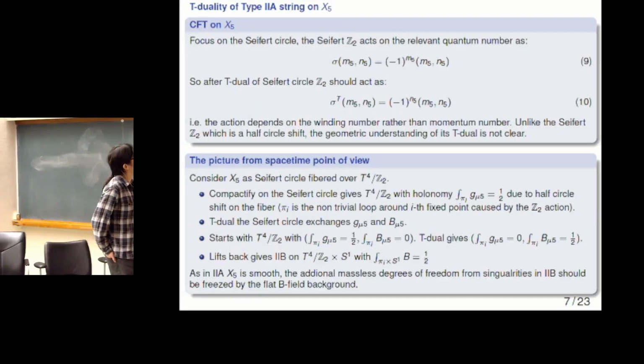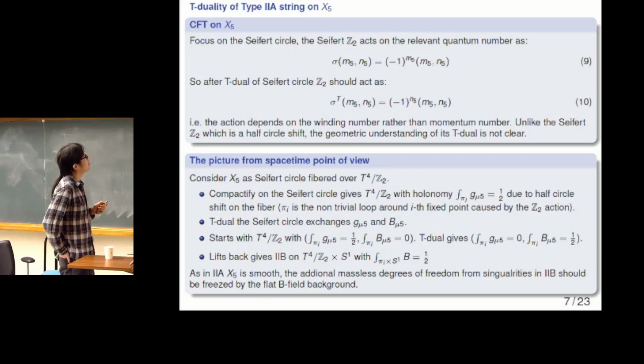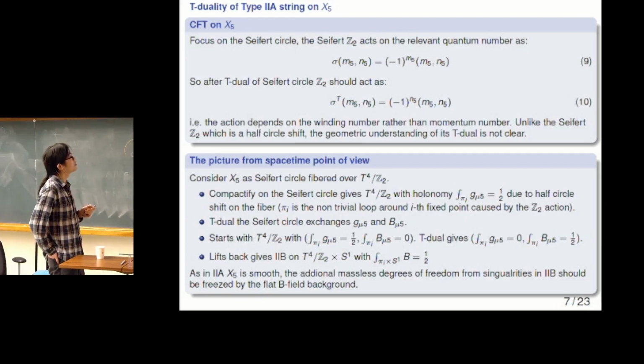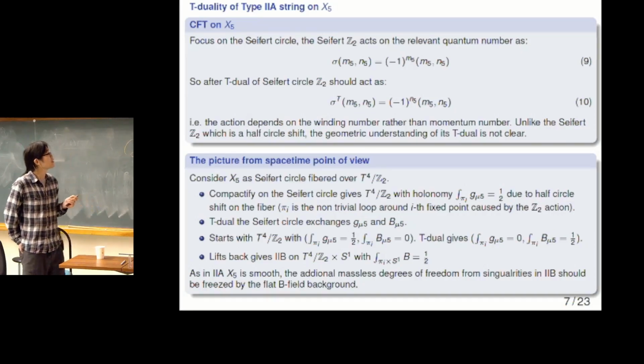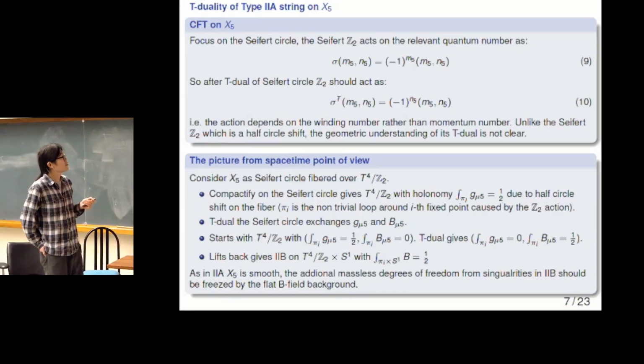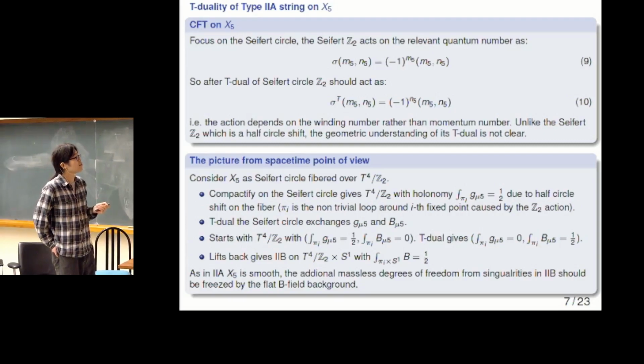Well, first, let's switch to the CFT perspective. Focus on the Seifert circle. We know that the Seifert Z2 will act on the relevant quantum numbers in the following way. It acts on the momentum mode and picks up a non-trivial prefactor. And after T-duality, we see that the T-dual version of this Z2 action should act on the winding number and picks up a similar prefactor here.